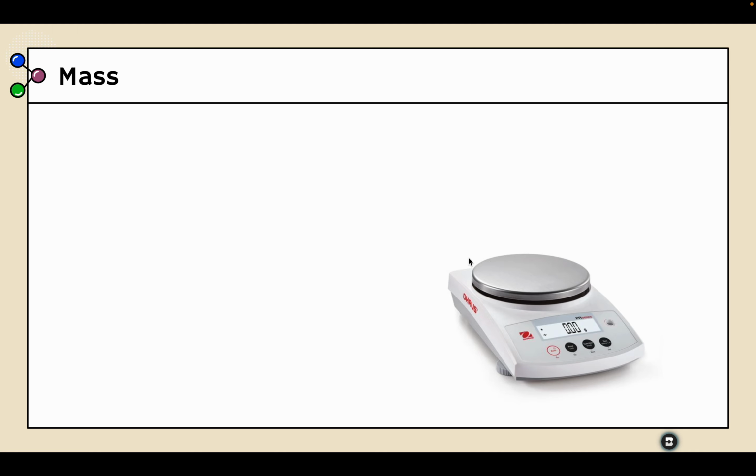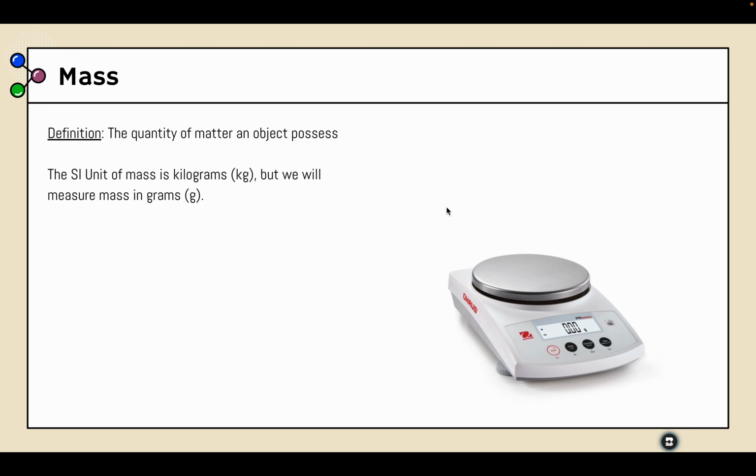Now, moving on to mass. I think we all know how to find mass, right? I would make sure that this says 0, and then I would drop my object on there, and this will tell me how much matter is in the object. But that's the thing, mass does not measure weight. That is completely different, okay? What we're measuring here is the amount of matter in the object, all right? So the SI unit for mass is kilograms, but we're going to measure in grams. And to measure mass, we're going to use a metric balance.